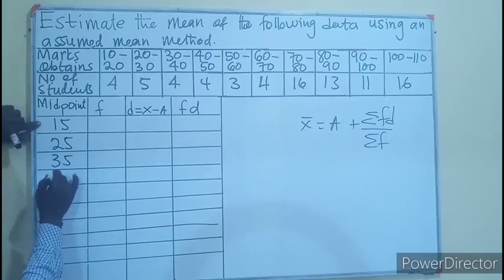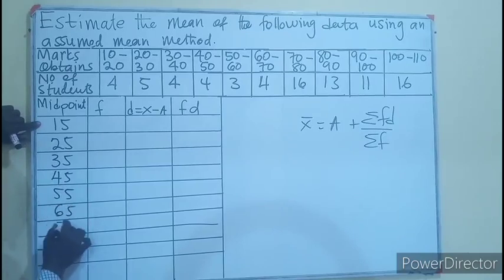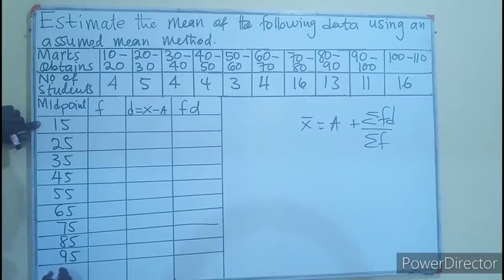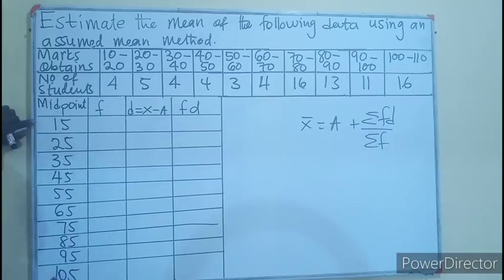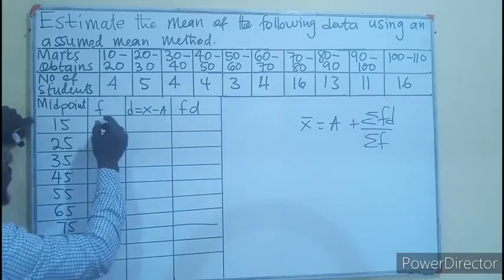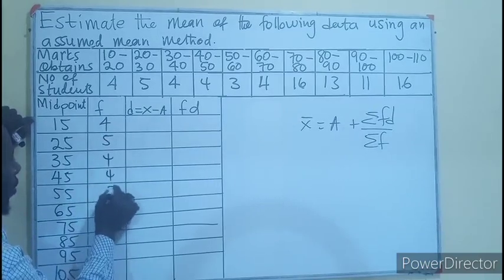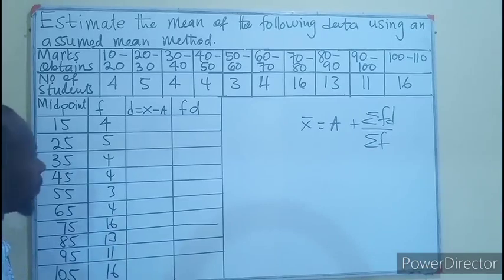So we are just going to be adding 10: 45, 55, 65, 75, 85, 95, and then 105. Repeating our frequency, it will be 4, 5, 4, 4, 3, 4, 16, 13, 11, and 16.